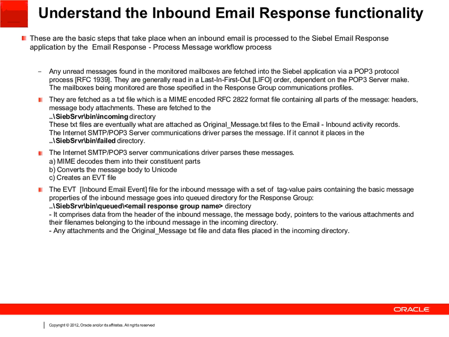The .ebt file for the inbound message is a set of name value pairs containing the basic message properties of the inbound message, and it goes to the queue directory of the response group, which is the siebsrvr bin queued email response group directory. It comprises data from the header of the inbound message, the message body, pointers to the various attachments, and their file names belonging to the inbound message in the incoming directory. Any attachments and the original message text files and data files are placed in the incoming directory as well.